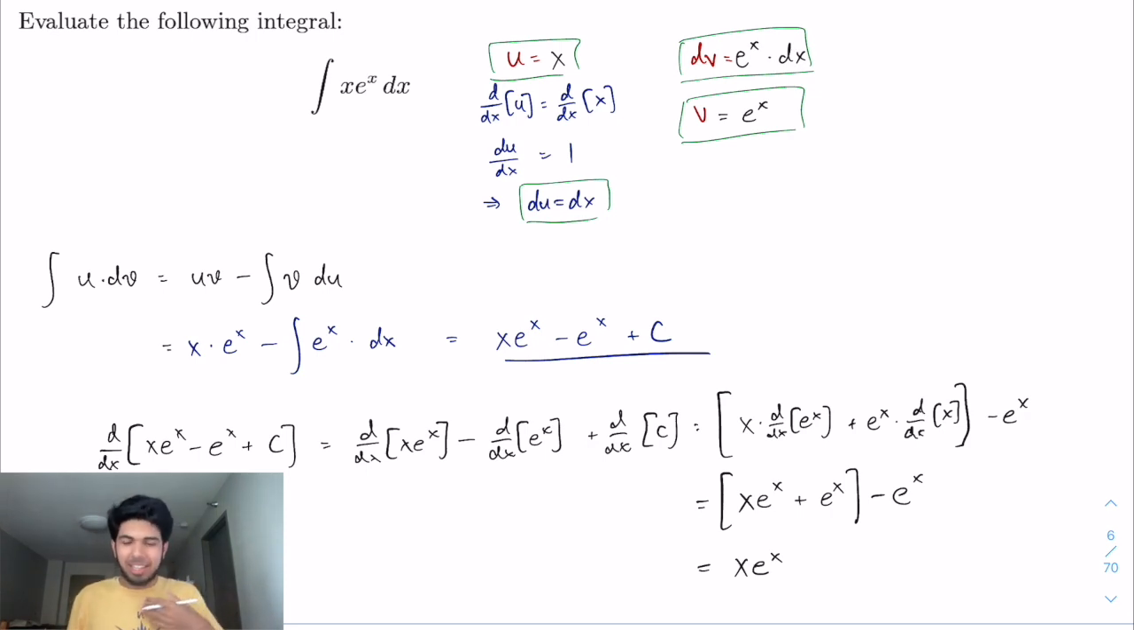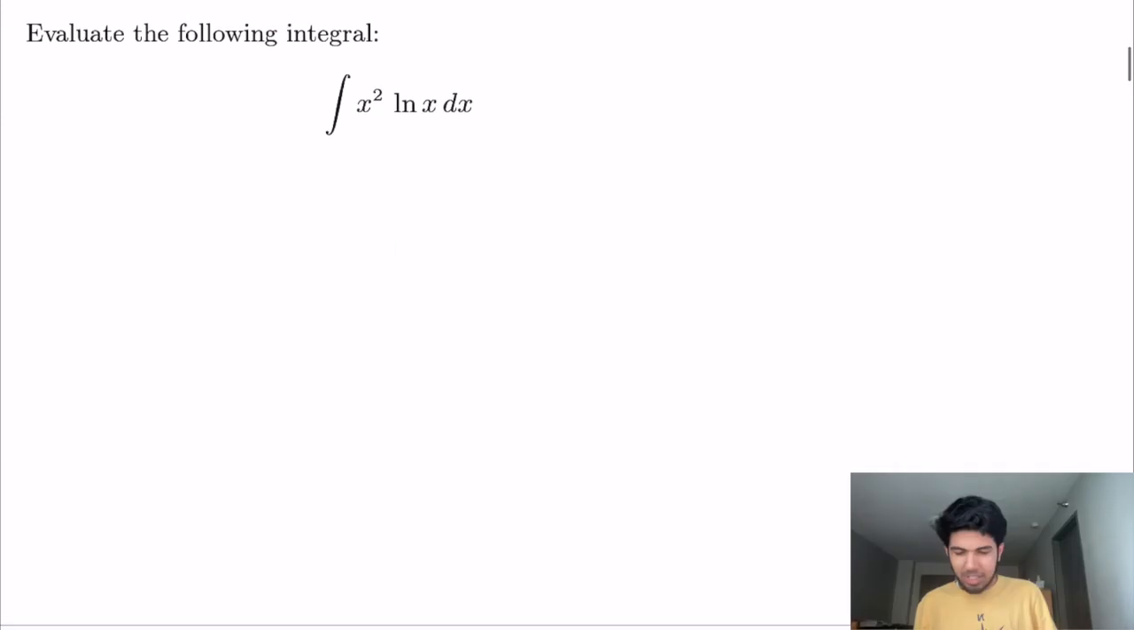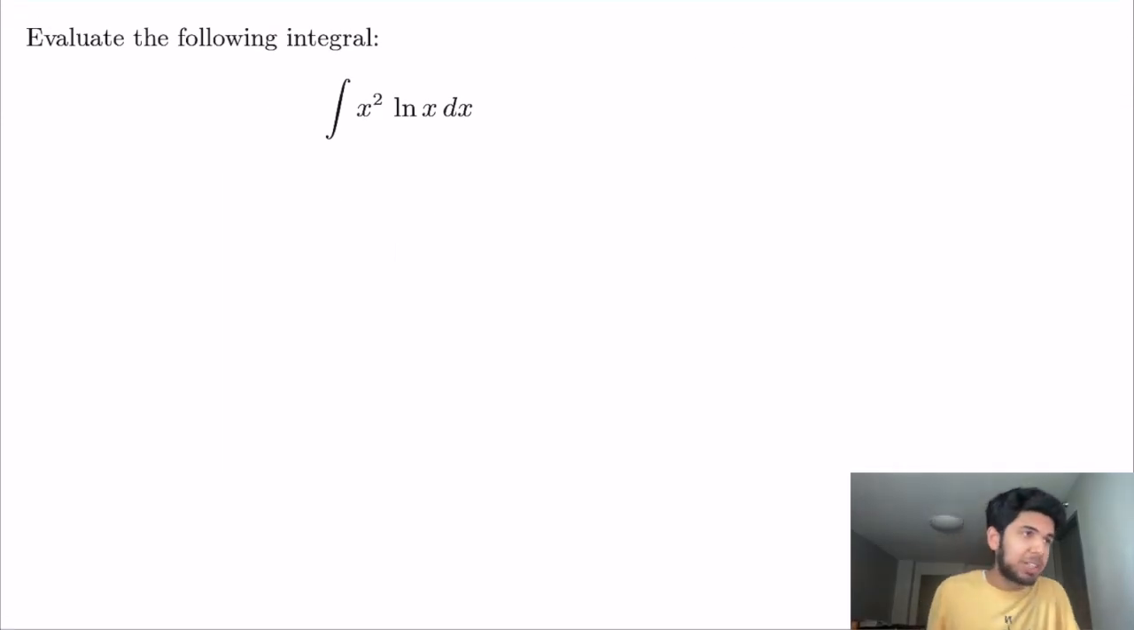So with things like this, where we're learning new integration techniques, it helps to just grind out a bunch of problems. So that's what we're going to do. We have this integral, the integral of x squared ln of x.